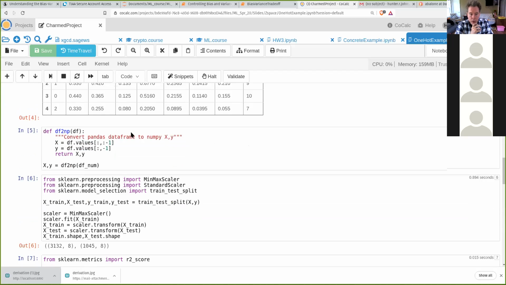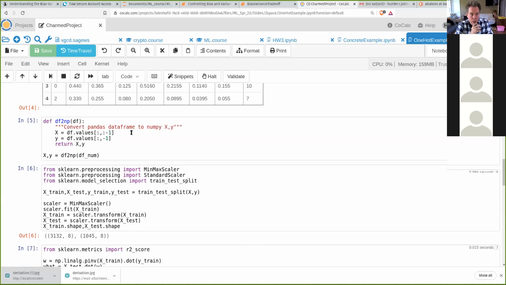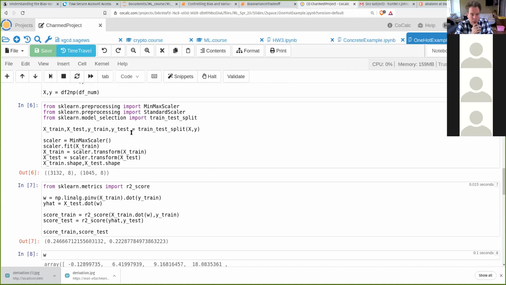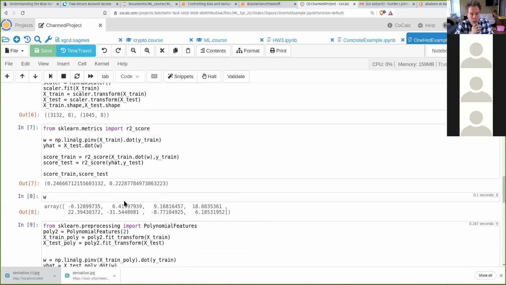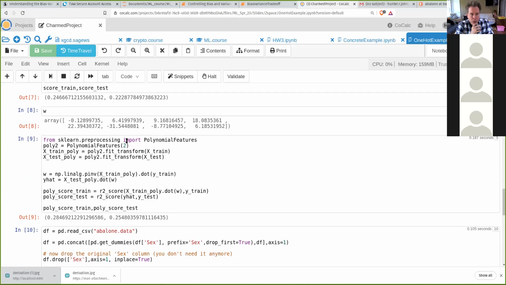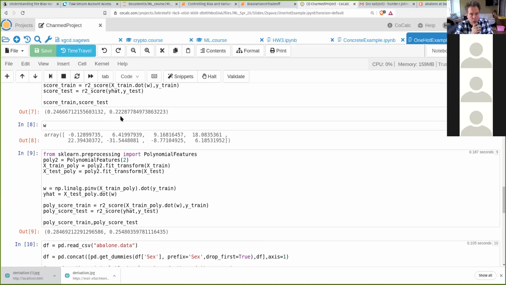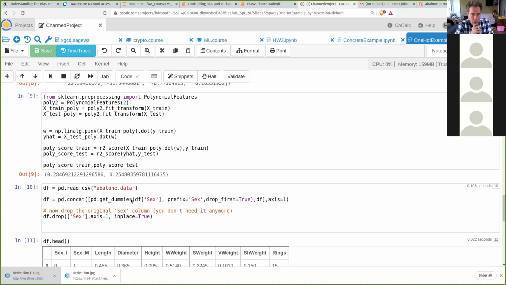So there's a different idea. First, this is a really tough data set. This number will bounce around a lot, but the R2 score here is 0.22, which is just not great at all. And then I wanted to see how polynomial features would do. Going up to degree 2 does improve things a little bit. It makes R2 go up to 0.25.